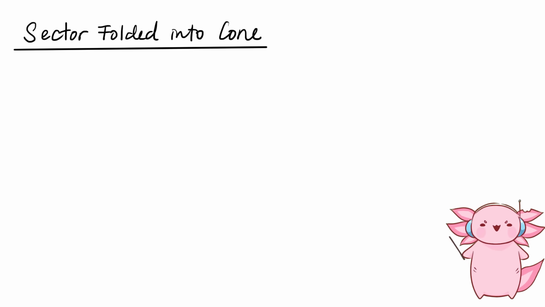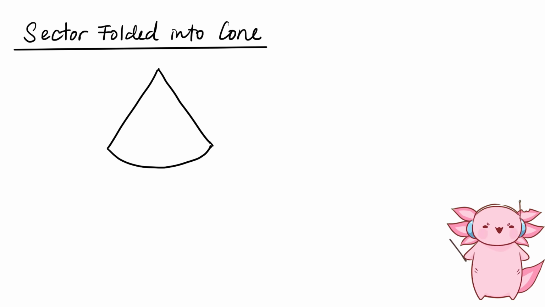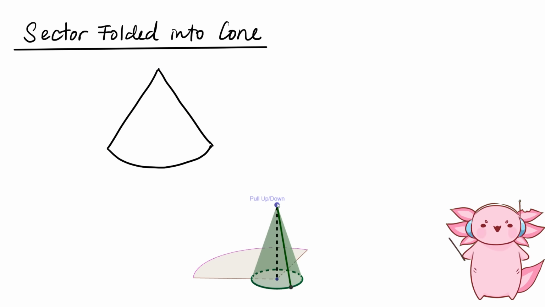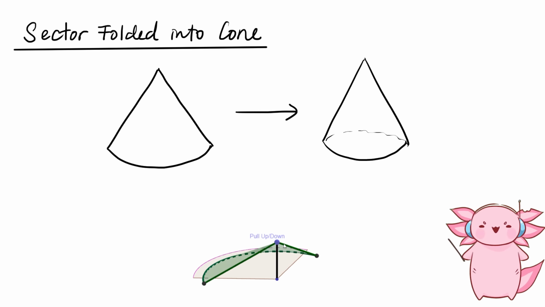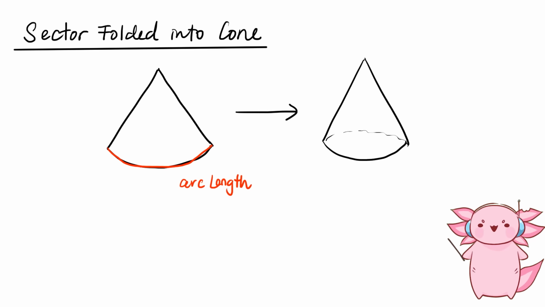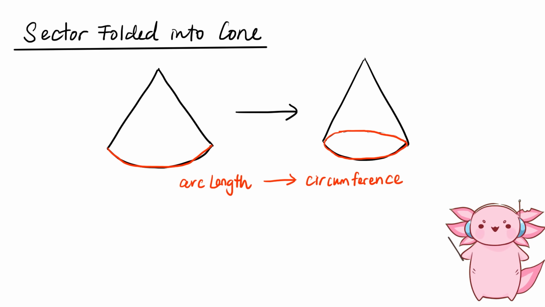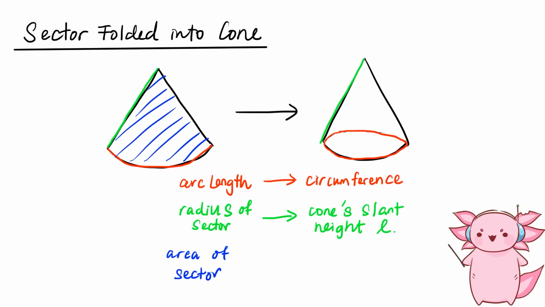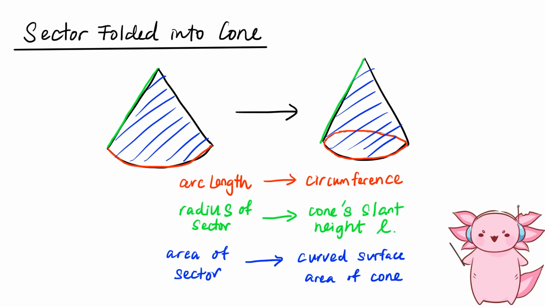Okay, there's this other really cool property of sectors, which is that if you fold this sector together inwards and join these two ends together, it will actually form a cone. Like, isn't that so cool? So, the arc length from the sector over here will form the circumference of the base of the cone over here. And also, the radius of the sector will be the cone's slant height over here. And also, the area of the sector is equal to the curved surface area of the cone.